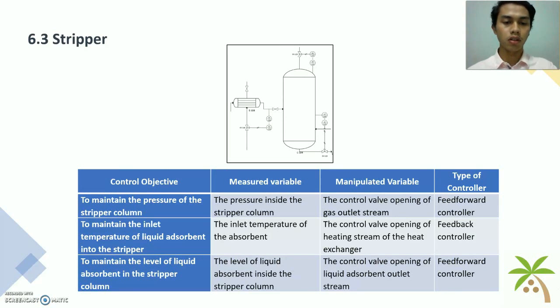It has a similar control objective as the absorber. The only difference is the equipment used, which is that the stripper uses a heat exchanger instead of a heater. So the difference is at the manipulated variable, which is the control valve opening of the heating stream of the heat exchanger instead of the heat duty of the heater.